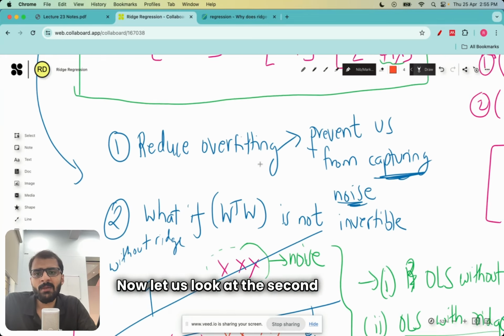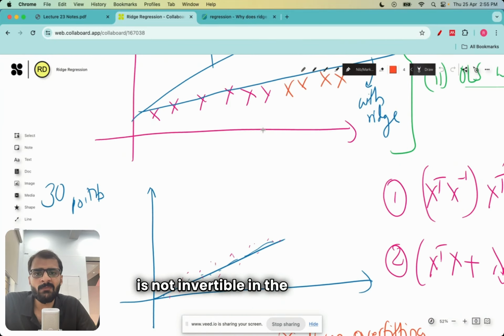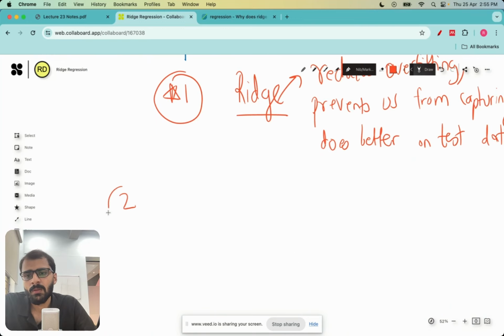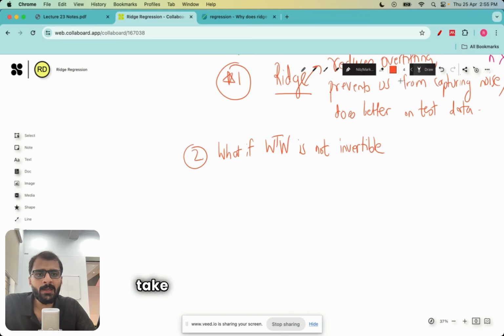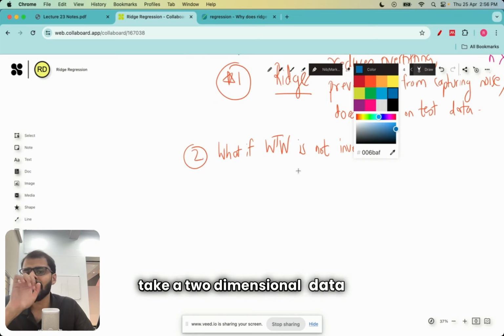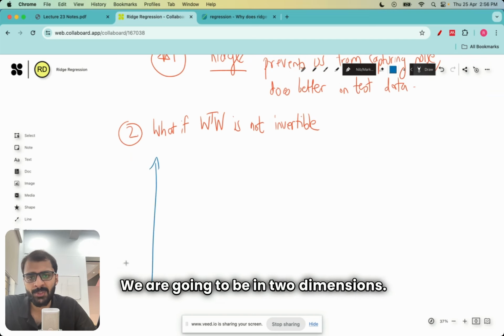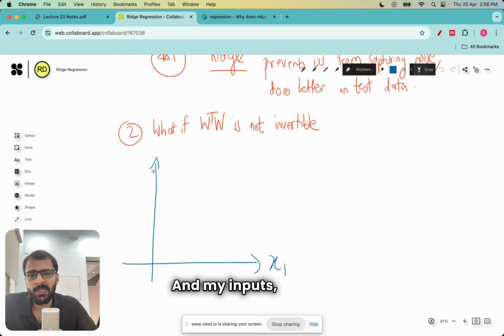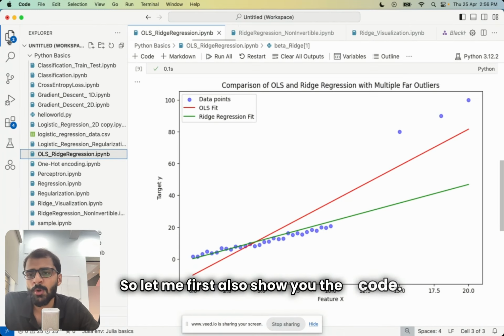Now let us look at the second benefit of ridge regression, which is what if W transpose W is not invertible in the first place. Okay, now for this I am going to take a two-dimensional data set. So we are not going to be in one dimension anymore, we are going to be in two dimensions, and my inputs x1, x2 will look something like this. So let me first also show you the code.